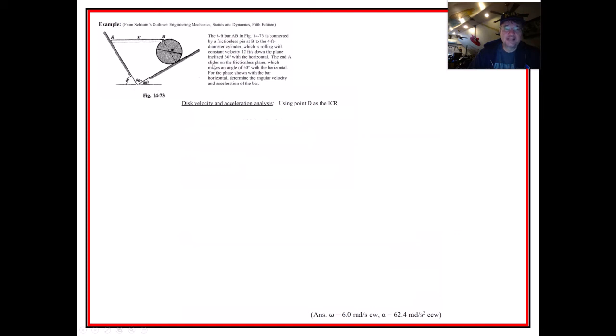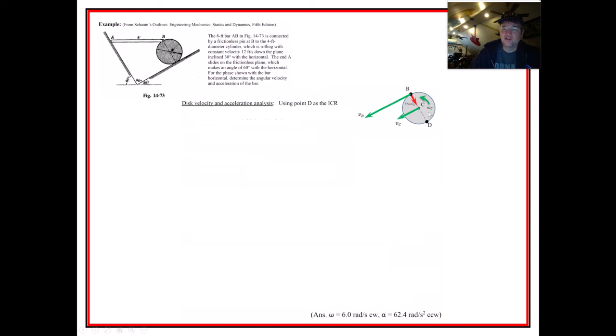I said velocity and acceleration analysis of B, right? Because B in this case is really, we could treat it as a rolling thing. It's got an instantaneous center of rotation right here, where it's in contact with the ground. So we do this little ICR thing, and by the way, it's saying that it's rotating at a constant velocity.